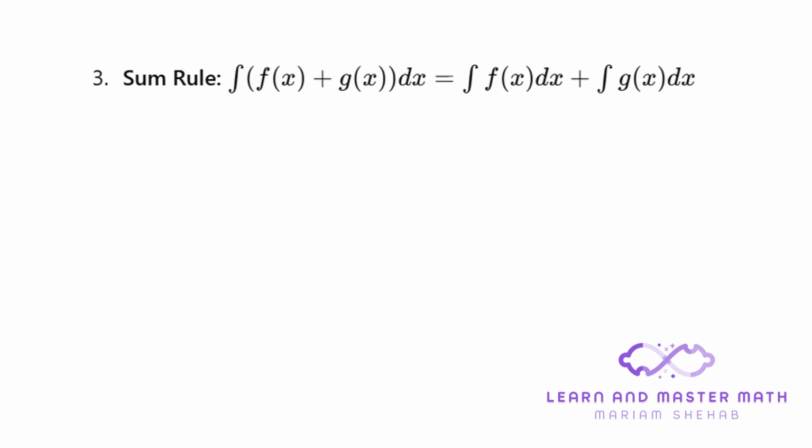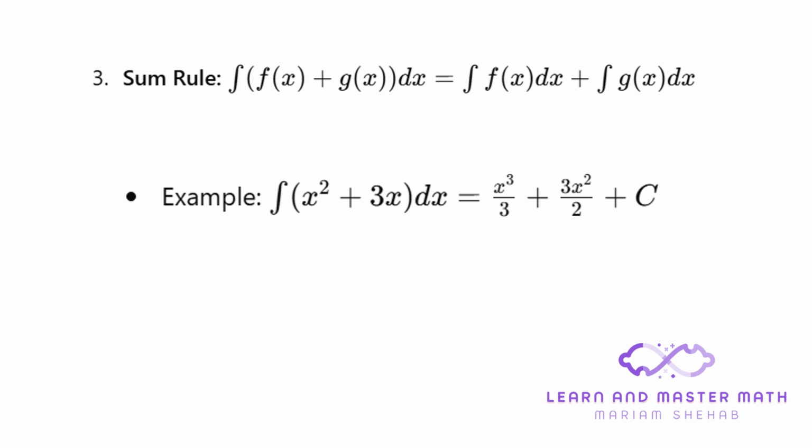Sum rule: if you're integrating more than one function, with addition between them, it's as if you are doing the integration separately and then adding the answers. For example, the integral of x squared plus 3x dx is equal to x cubed over 3, so you add 1 here and divide by 2 plus 1. For 3x also you add to the power, it becomes power 2 over 2, so 3x squared over 2. Keep it as 3 over 2 x squared plus c.